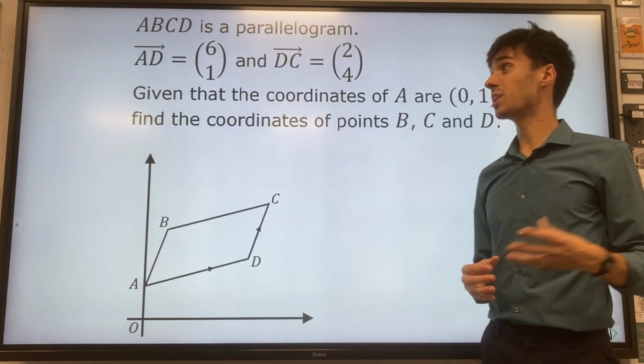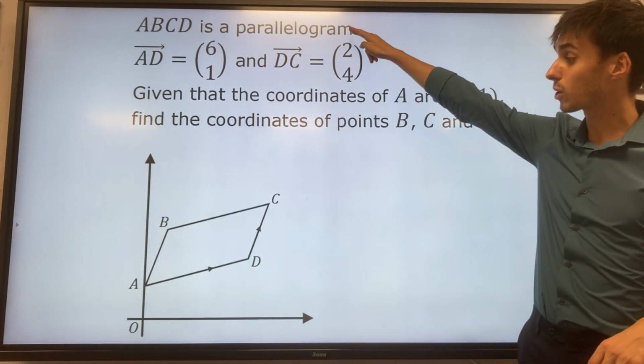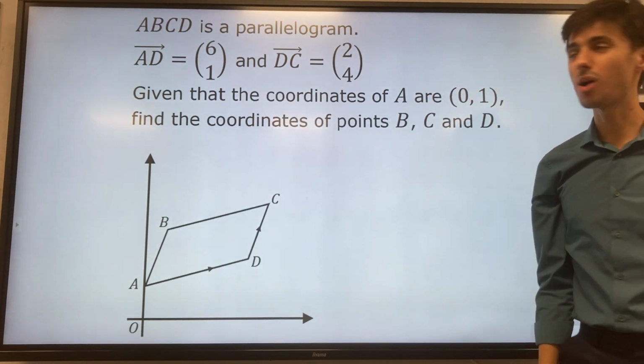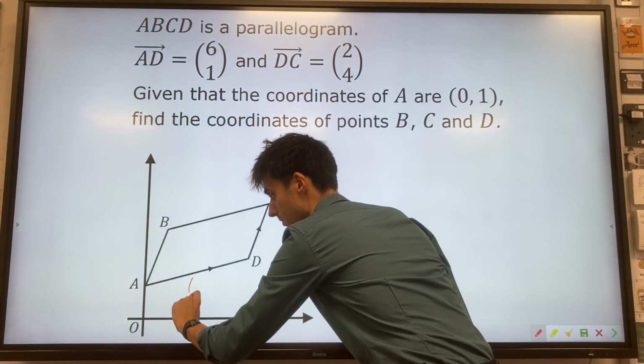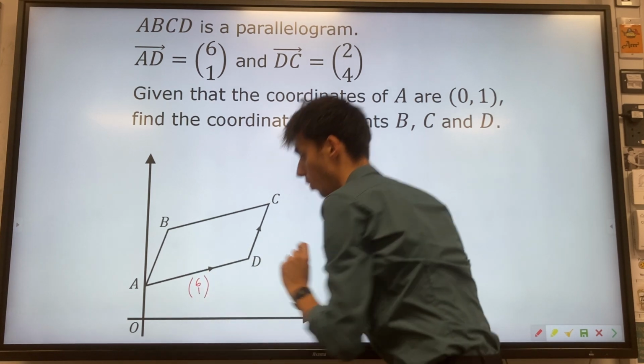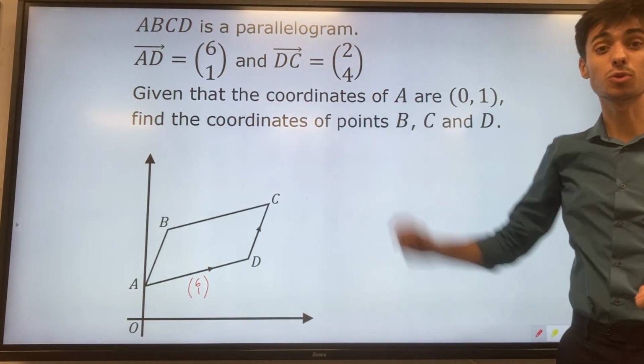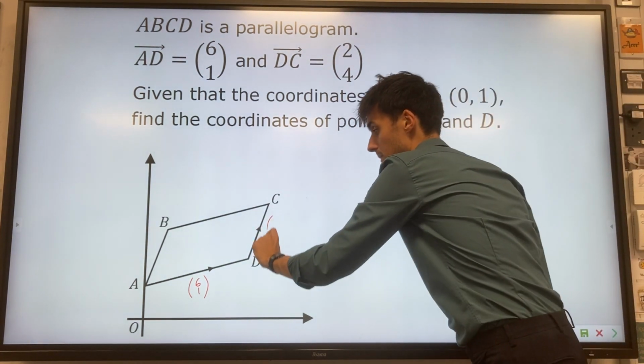Our next question is really similar. We've got another parallelogram. We've got A to D is (6, 1), so let's mark that on straight away as a vector. So this vector here is (6, 1). We've got D to C is (2, 4), so let's mark that one on.